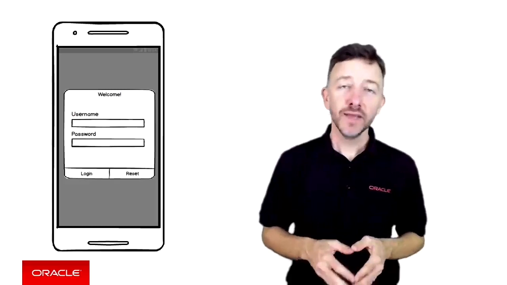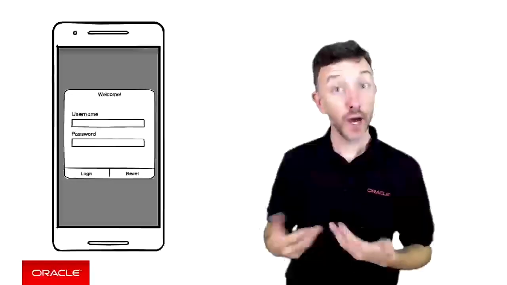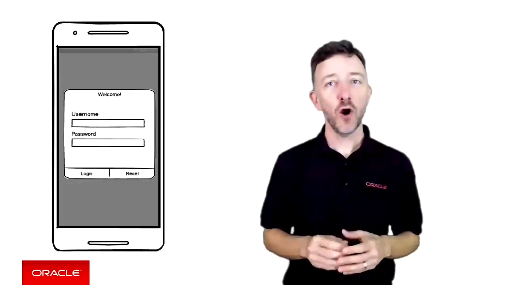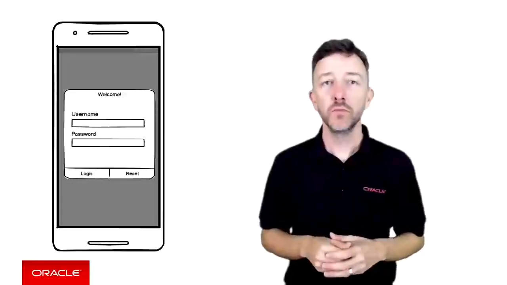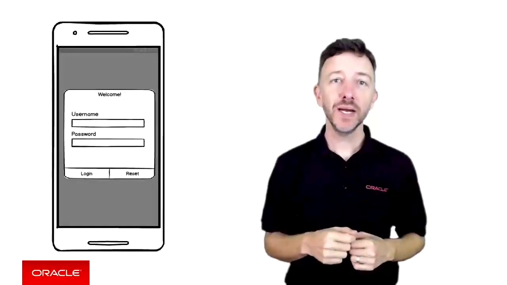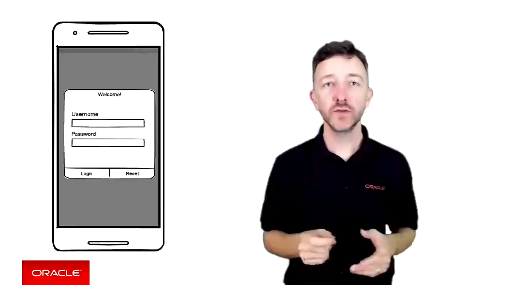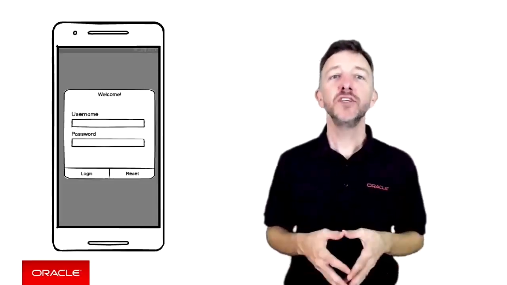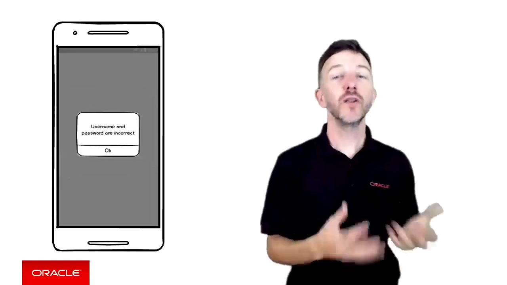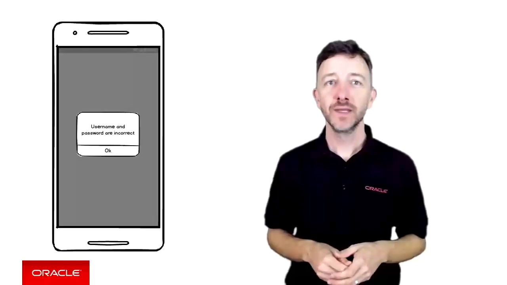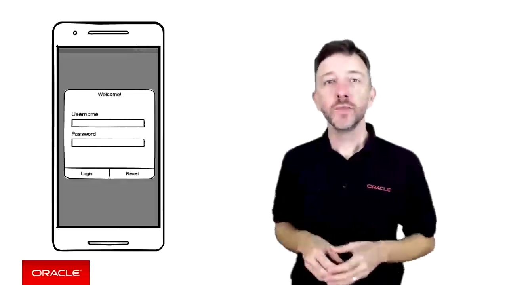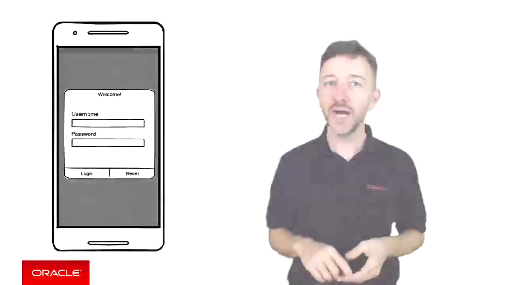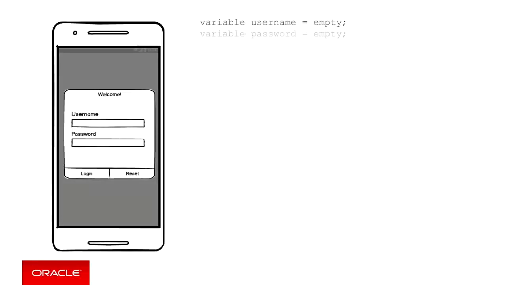For our login, in terms of user interface components or UI components, you can imagine when the app opens, we immediately show a login dialog with a username and password field and buttons to log in and reset the fields. If the user enters an incorrect username or password, in addition, you can imagine we need to show an error message dialog that shows the login has failed. To back the login dialog, we'll need some variables to hold the username and password, as well as logic for each of the login and reset buttons.